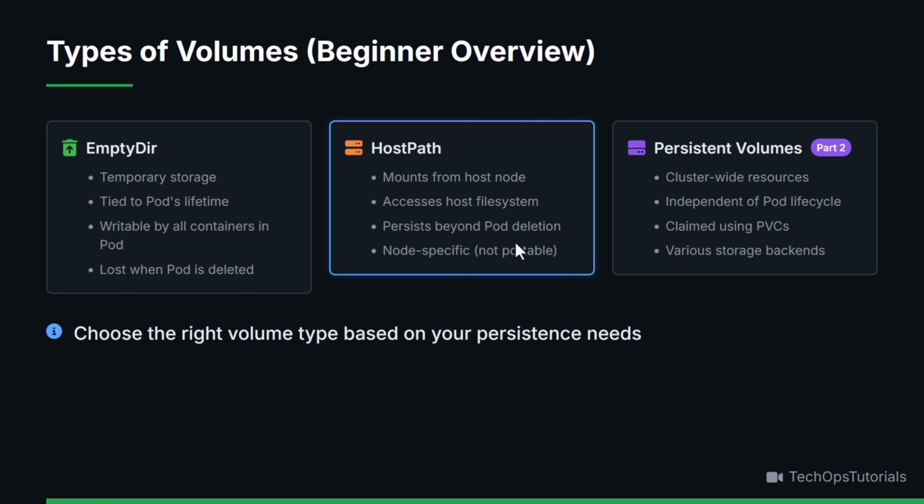Imagine keeping some files in your office desk drawer. They will stay safe as long as you keep working from that desk. But if you move office, you cannot take them with you.